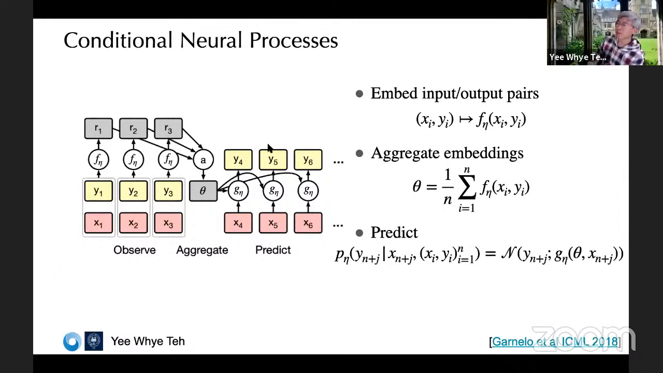So what I've described is this sort of conditional neural process, where given a context set, or given a training set, it produces a prediction on a test set. Given each test input, we have a test output whose conditional distribution is a normal distribution with some mean and variance, which are given by this G function of the training set and the test input as well.